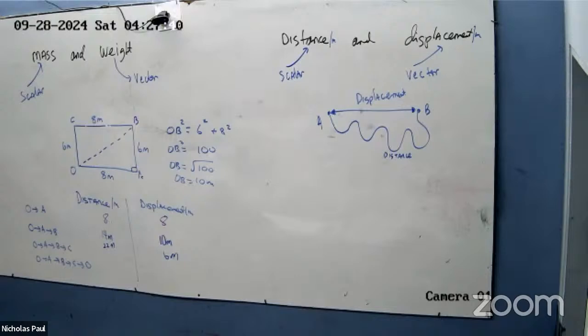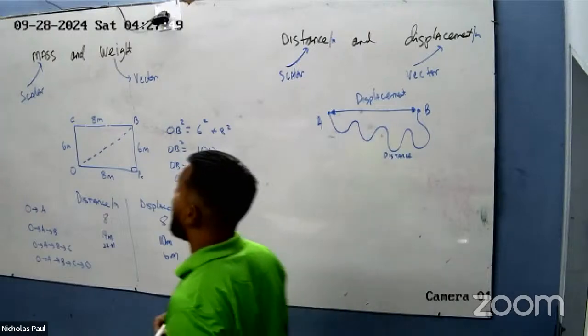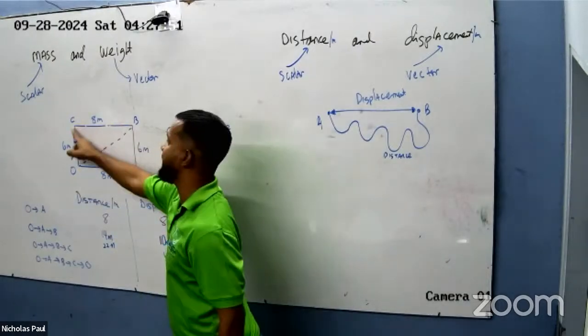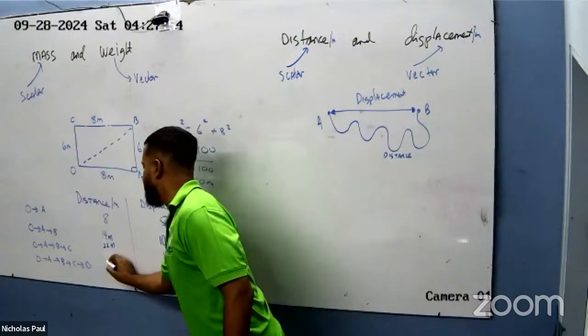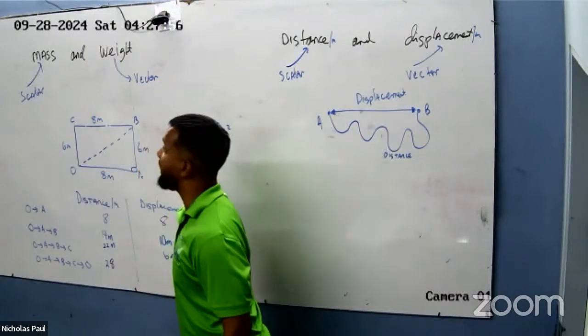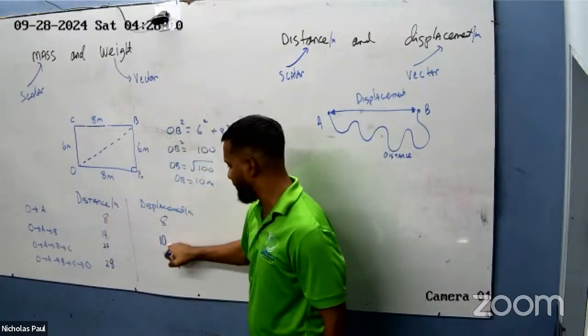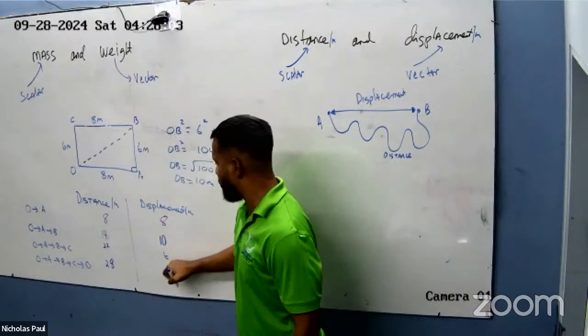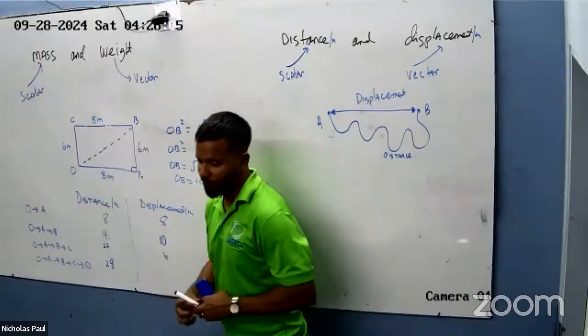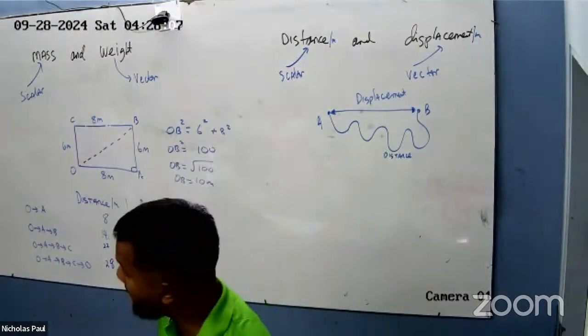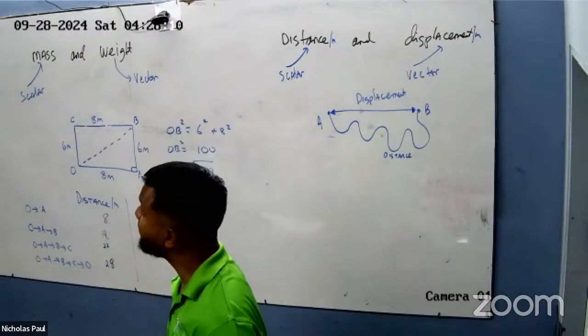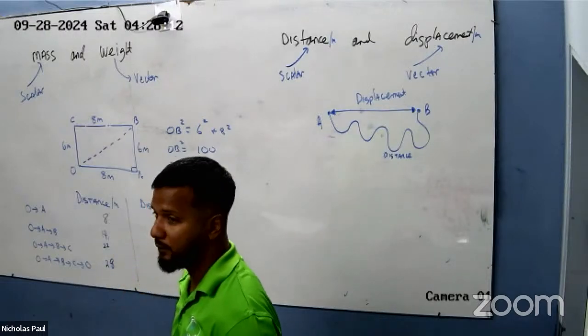What you get for your distance and your displacement. So Shreya got 28 for your distance, that is correct, because you're starting here, 8, 6, 8, 6. So that is 28 meters. You don't have to write the SI unit because I have it here. But what's the displacement here?